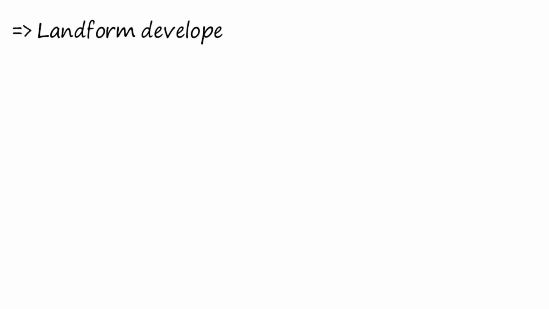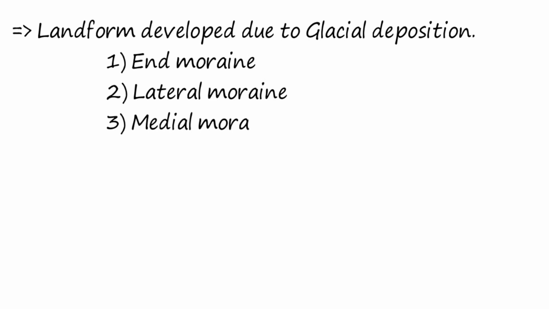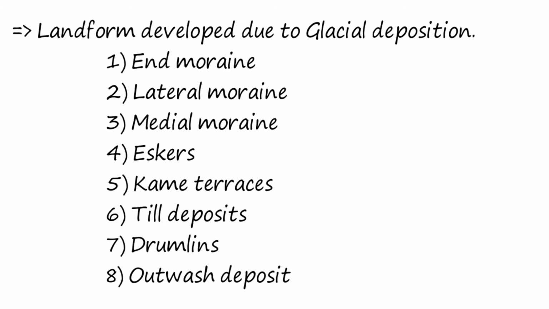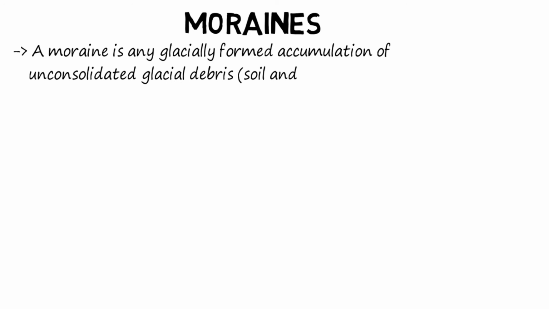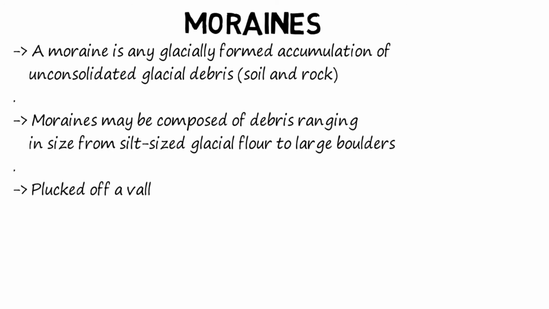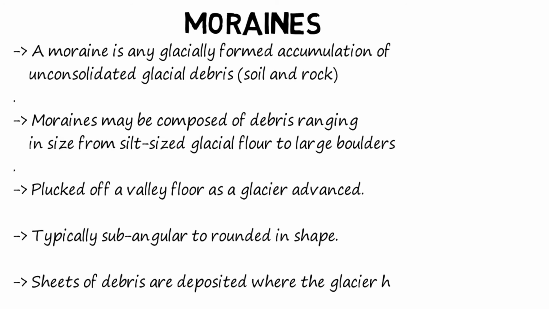Now, let's learn about landforms developed due to glacial deposition: moraine, lateral moraine, medial moraine, eskers, kame terraces, till deposits, drumlins, outwash deposits. Moraine. A moraine is any glacially formed accumulation of unconsolidated glacial debris, soil and rock. Moraines may be composed of debris ranging in size from silt-sized glacial flour to large boulders, plucked off a valley floor as a glacier advanced, typically subangular to rounded in shape. Sheets of debris are deposited where the glacier has melted.